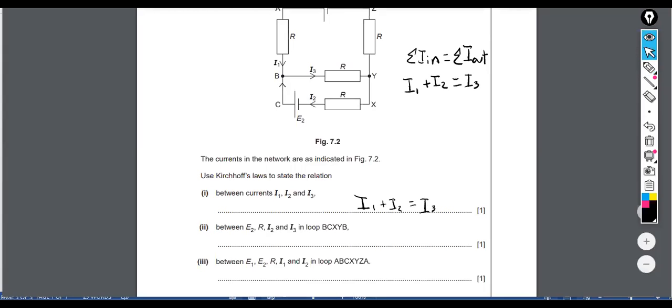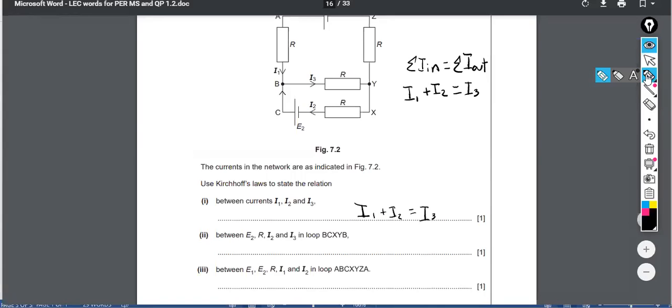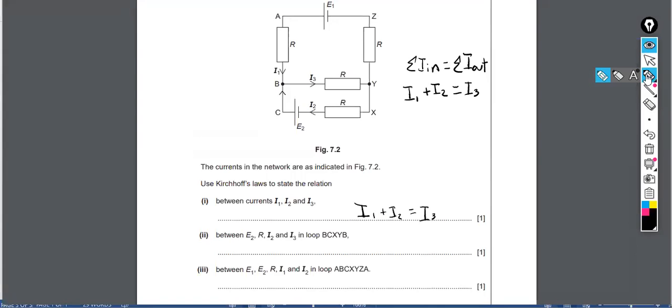The next one says use Kirchhoff's laws to state the relation between E2, R, I2, and I3 in loop BCXYB. So loop BCXYB is this loop down here, and we've got Kirchhoff's second law at work now. The sum of the EMFs, which is this EMF, the only EMF they ask us to consider here, is equal to the sum of the potential differences. Along this loop there's a potential difference across this resistor and across this one, so there are two potential differences that we must sum.